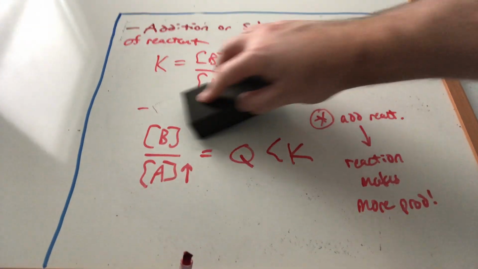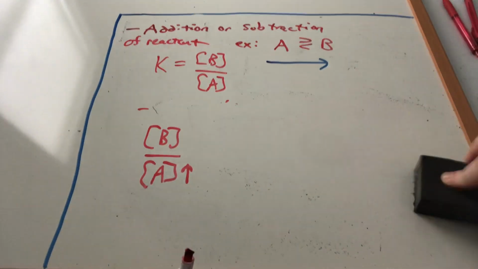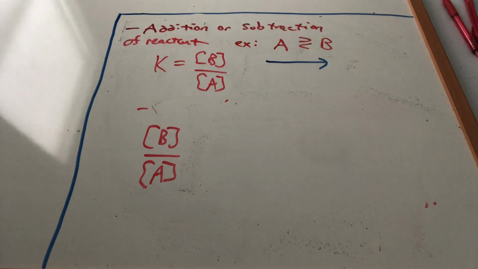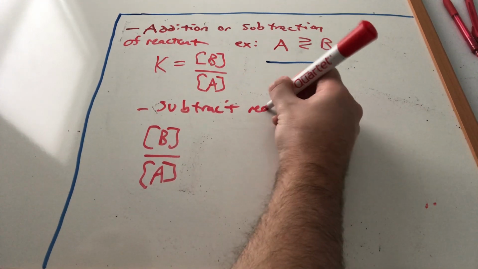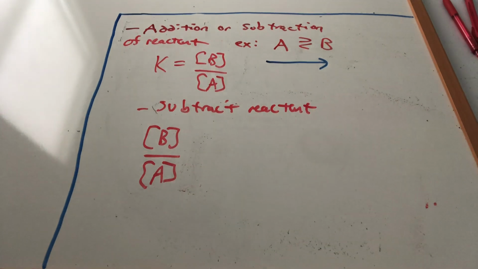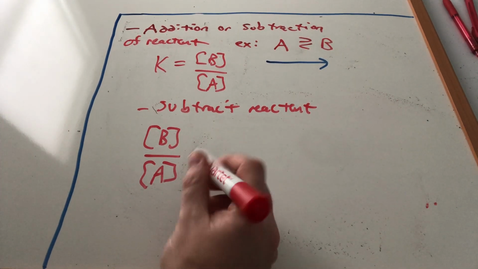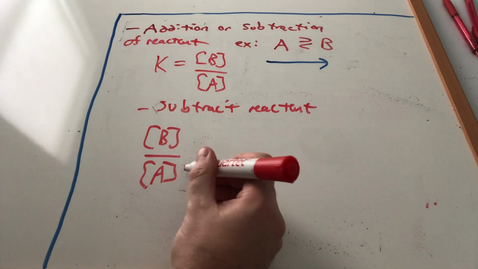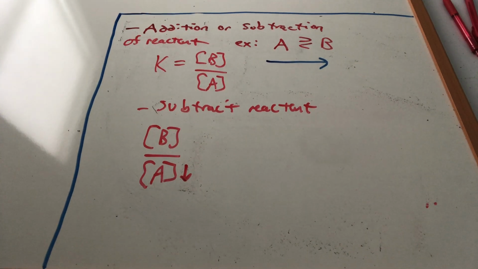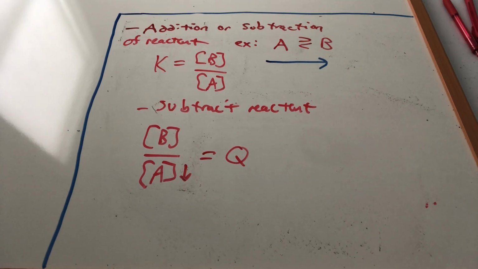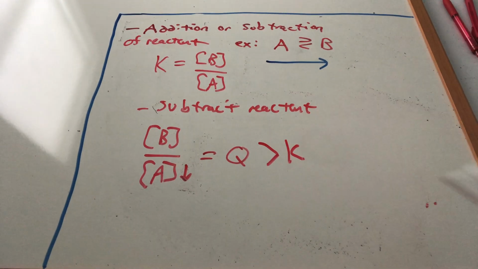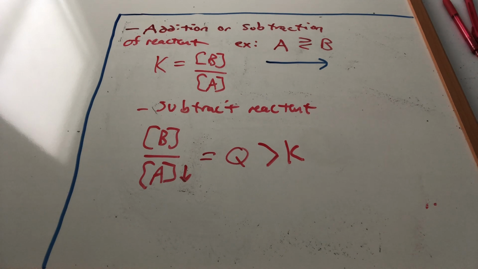Same idea, real quick again. What happens if you subtract reactant? All right. If you subtract reactant, right, then if you look at our Q expression here, so we're at equilibrium, there's a certain B and A. Now we make the denominator go down. And when we make a denominator go down, then we know that our Q expression as it compares to K, right, is going to be bigger than K. We don't have enough reactant at this point.